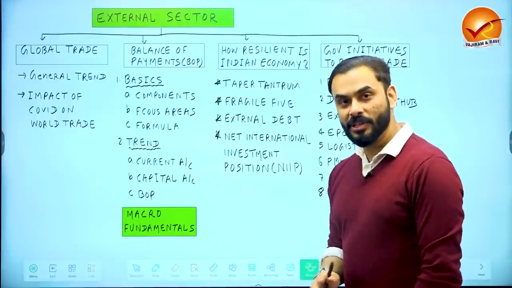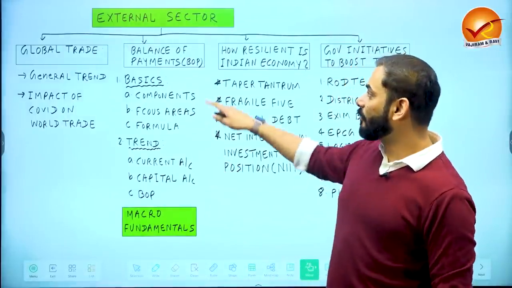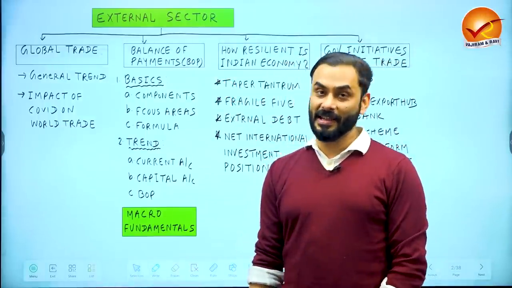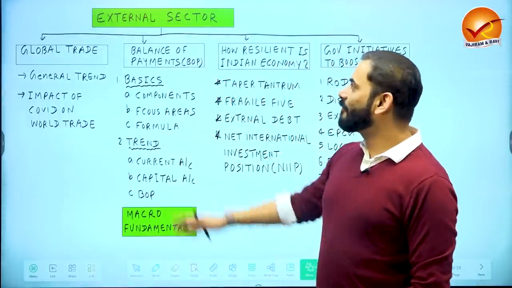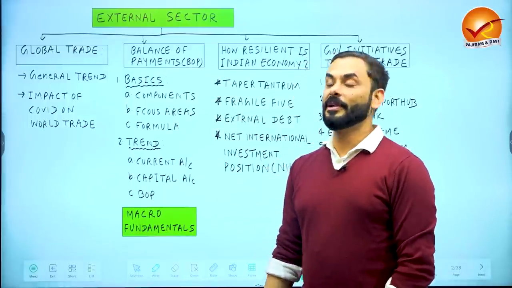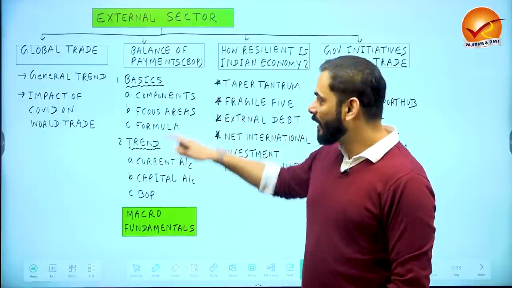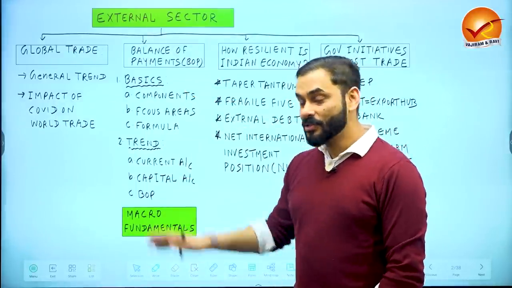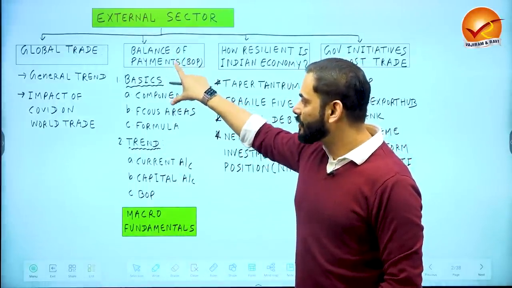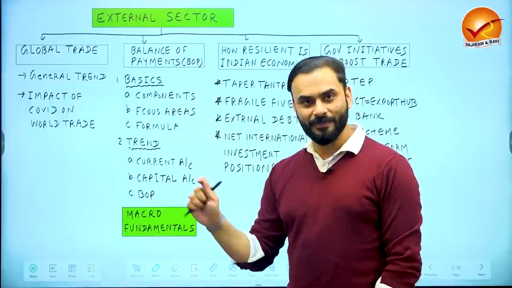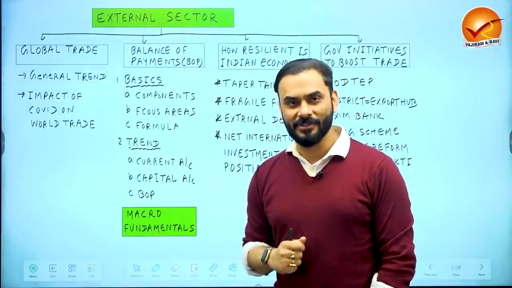Now let's come to the second part of this topic. The second part of the topic is called balance of payments. As I told you, another name for external sector could be balance of payment. Now what I have done is, I have taken this part because if we understand the basics of balance of payment, I know like most of you understand what is balance of payment.